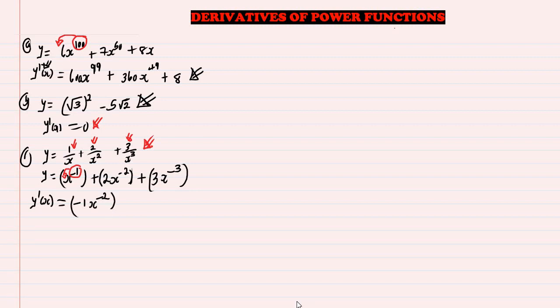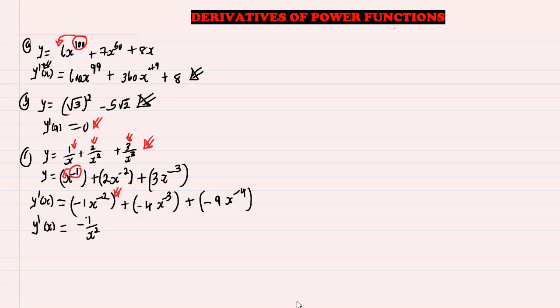So this is how we got negative 1s raised to the power of negative 2. So this is for the first function. Then plus, for the second function, the derivative of 2s raised to the power of negative 2 is going to give us negative 4s raised to the power of negative 3. Then plus, for the third function, the derivative of 3s raised to the power of negative 3 is going to give us negative 9s raised to the power of negative 4. We can also write this as y prime of s equal to negative 1 over s squared, because negative 1s raised to the power of negative 2 can also be written as negative 1 over s squared.